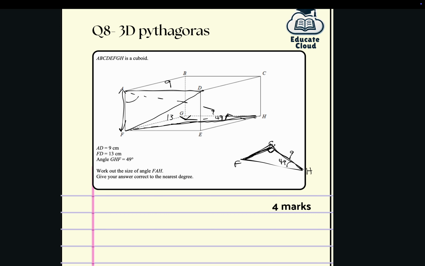We know that to work out FAH, we need to know FH and AF. I hope I'm not confusing everyone here. AF is quite easy to work out because we know that's 9, this is 13, this is right angled. So we can use Pythagoras. We could do 13 squared, take away 9 squared. That's going to give us 169, take away 81, and that is root 88. So we know that that is root 88. We need to know that. And we also need FH.